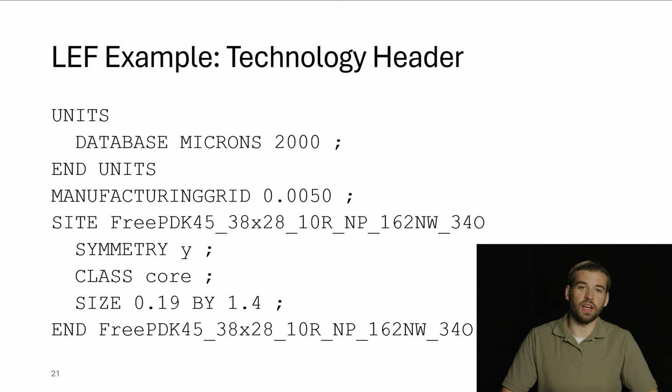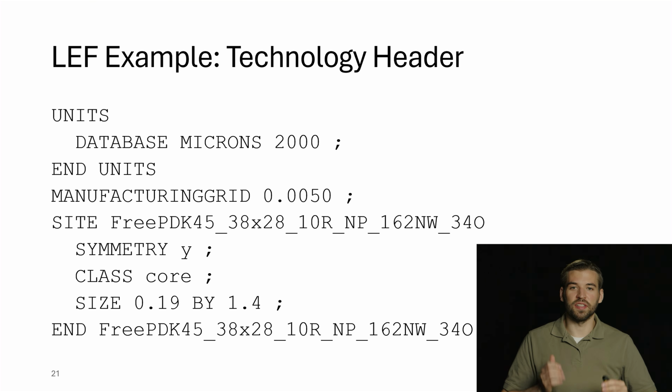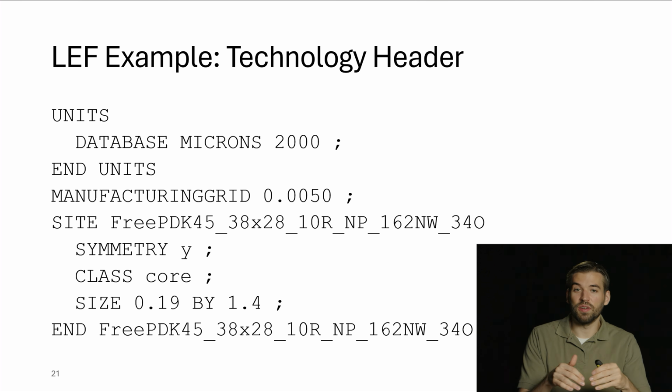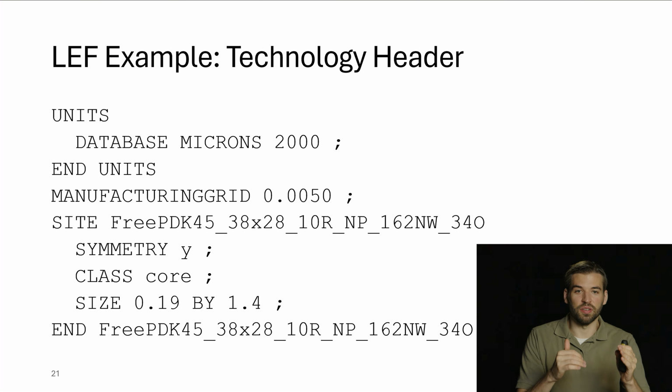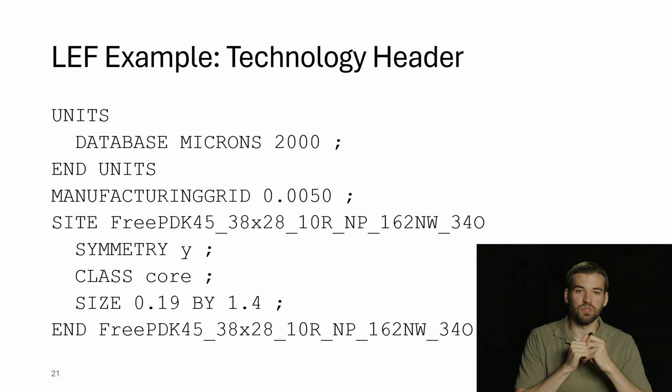Next, there's a manufacturing grid property. In a very similar manner, the manufacturing grid sets the minimum resolution that a designer is allowed to draw any polygons for the process. This value is in microns, so 0.005 microns here is equal to 5 nanometers. This means that you're allowed to create a grid on your chip where if every line was 5 nanometers apart, any point of the polygon that you draw must be aligned to this grid.